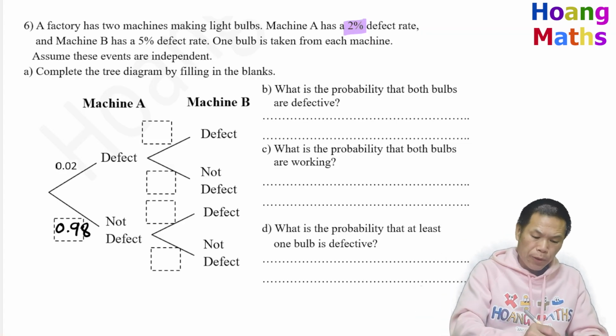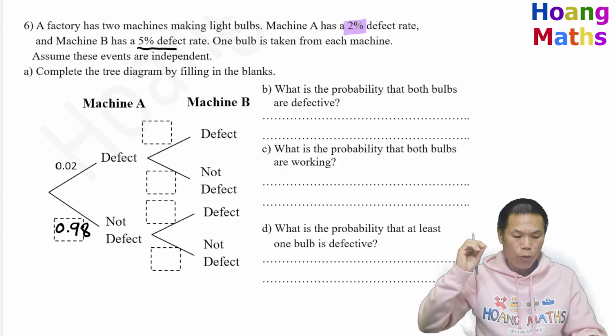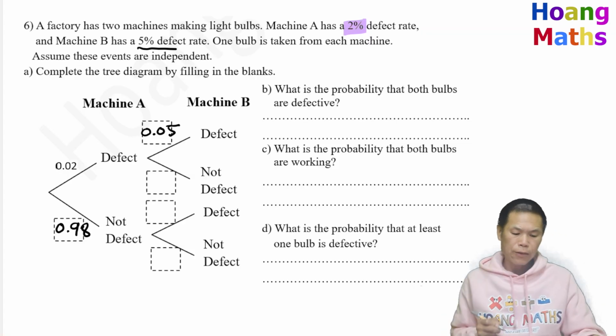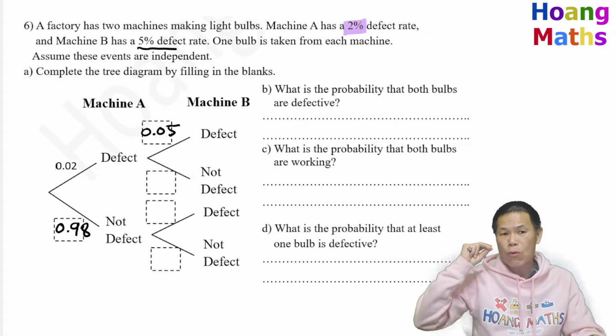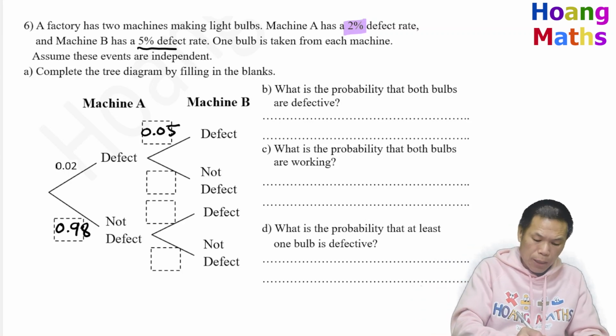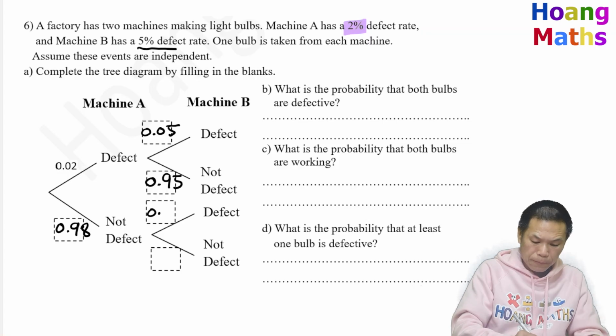And for machine B, the defect is 0.05, because 5% means 0.05. So defect for machine B is 0.05. That is 5%. So not defect will be 1 minus that. So 1 minus 0.05 should give me 0.95. So there you go. And defect 0.05 here. And not defect will be 1 minus 0.05, which is 0.95.